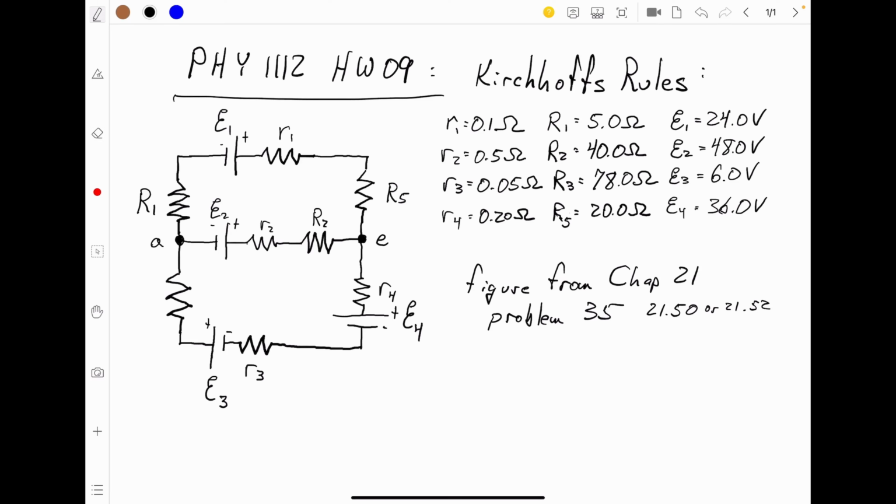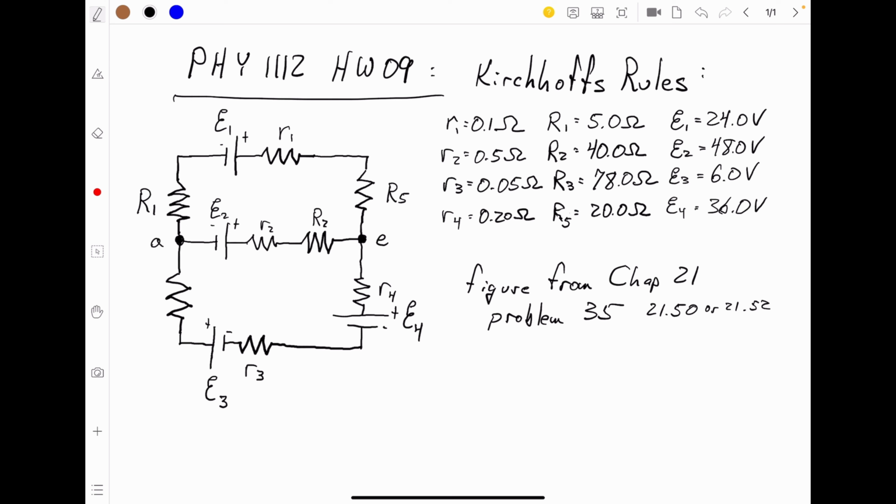We've got this problem. It's from chapter 21, problem 35. The figure in the textbook online is 21.50, and my book has it as 21.52. Whatever you have, it's problem 35, chapter 21. Same picture, okay? All the resistances are the same, all the EMFs are the same.